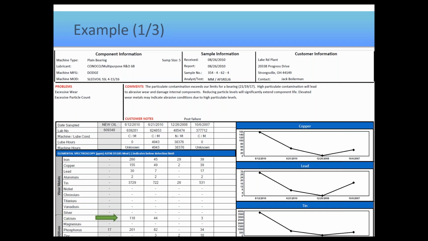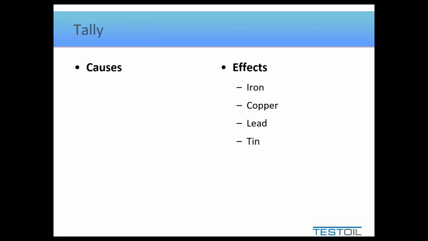Now, is calcium a cause or an effect? Well, if you recall, what I said calcium was most likely sourced from in an elemental spectrographic report is from an additive of a lubricant. So does a wrong lubricant getting in here seem like a pretty reasonable event to trigger perhaps a failure? Quite possibly. So let's call calcium a cause. So we actually have a cause now.